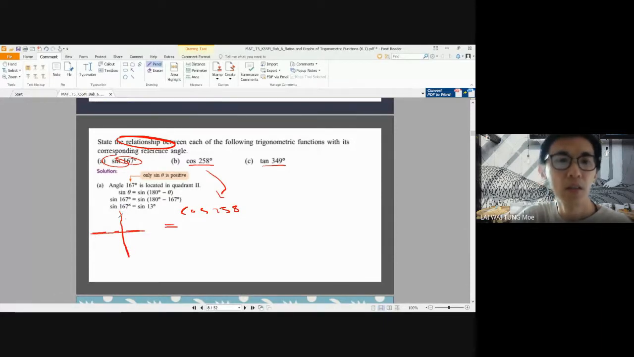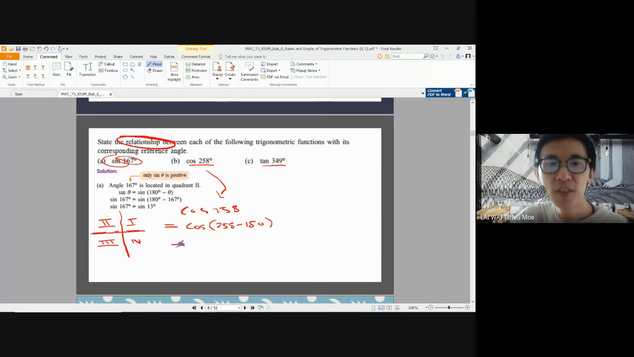Okay. So this is the first quadrant, second, third, and fourth. So 258 is in the third quadrant, right? How to find the alpha in the third quadrant? If you remember the formula, for 258 you take the theta minus 180.